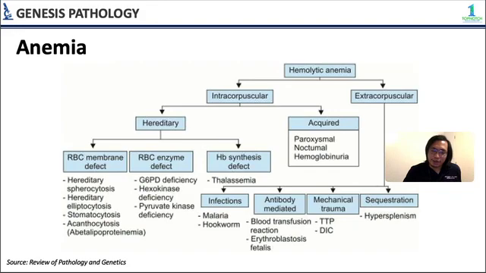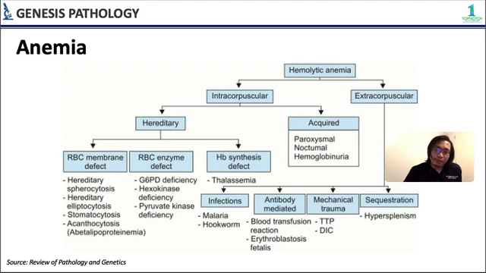NADPH is used by your glutathione reductase to form your reduced glutathione. So when you have no NADPH because you have G6PD deficiency, you will have depletion of your reduced glutathione. So your red blood cells will be subjected to increased oxidative stress and then they will burst, causing hemolytic anemia. Okay? So, that's that.